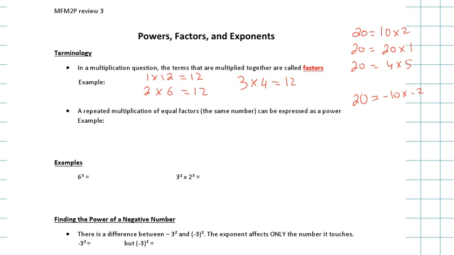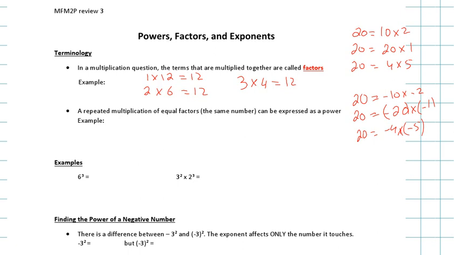So negative 2 is also a factor of 20, and negative 10. I can also take negative 20 and negative 1. They're also factors. You can also have negative 4 and negative 5. That gives you 20. So factors are 2 things that multiply together to give you the answer.